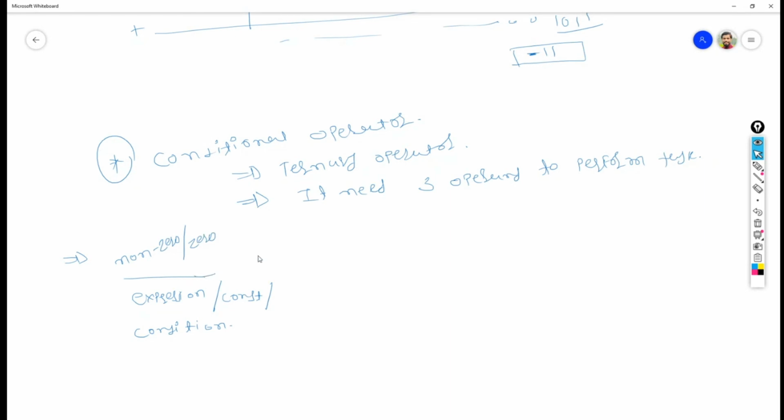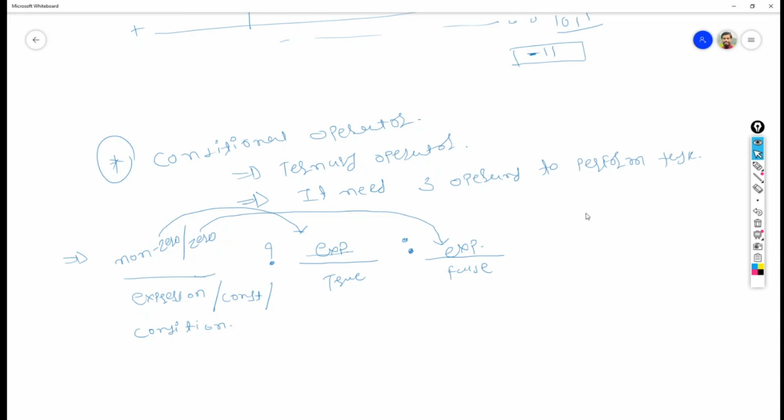So first the expression, then a question mark, then here it is true. If this condition is true, then it will go here and do whatever the expression is here. So here we are writing the expression. Then if it is false, that means zero, it will go here and solve the expression like this way.